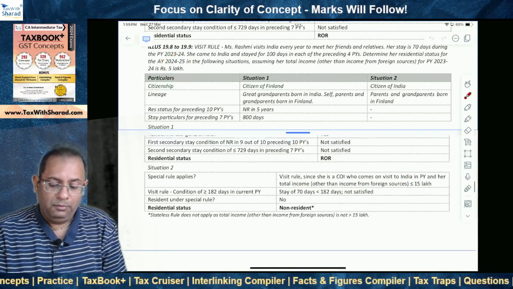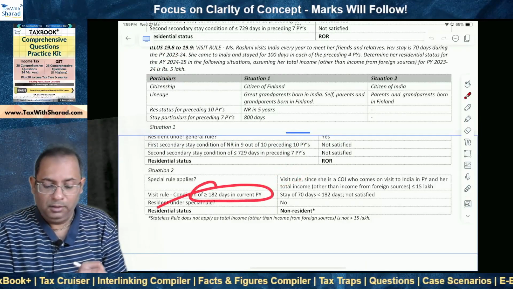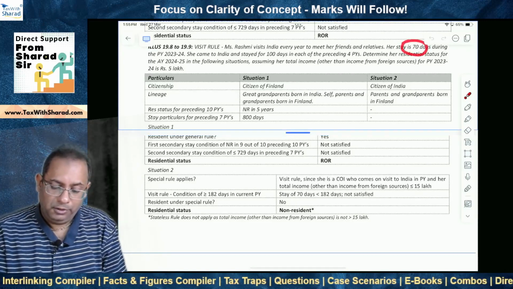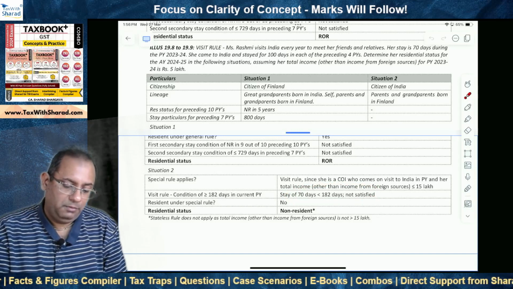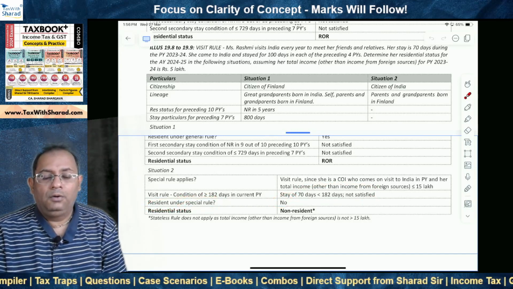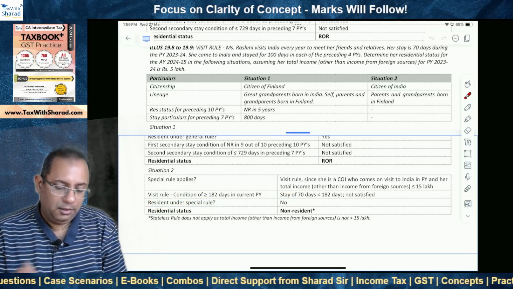So that means visit rule becomes applicable and therefore the threshold to become resident is 182 days or more in the current previous year. And since it is 70 days as given in the question, this condition is not satisfied. So is Ms. Rashmi a resident under the special rule, visit rule? No. So now do we need to check the general rule? No. So what do we need to check? We need to check the stateless rule.